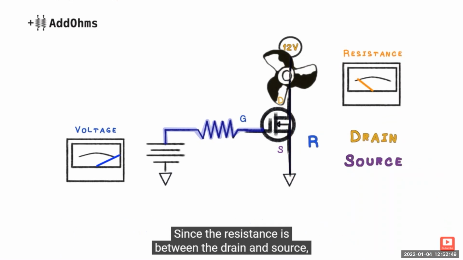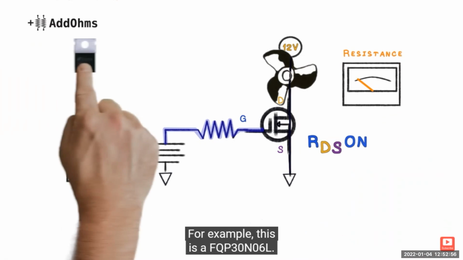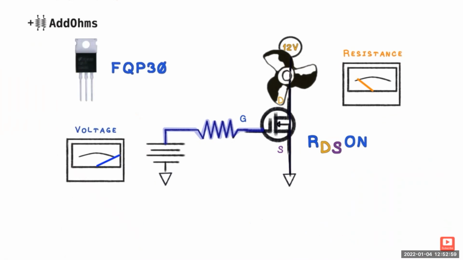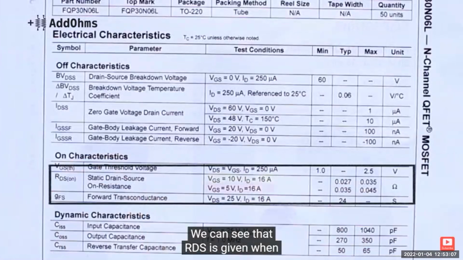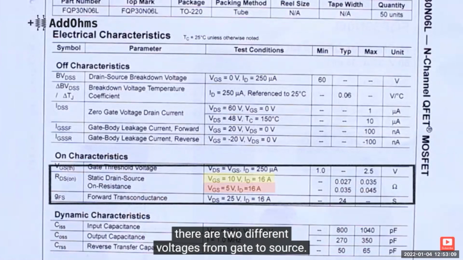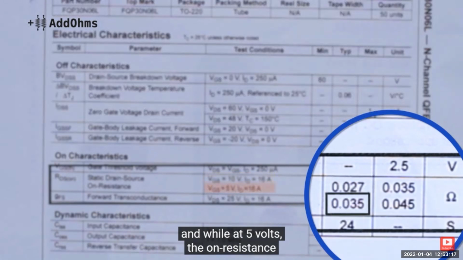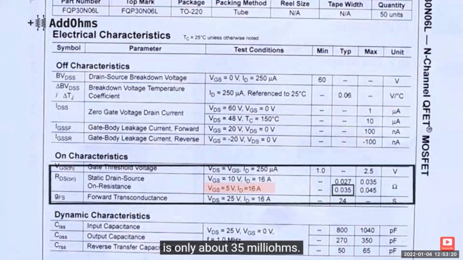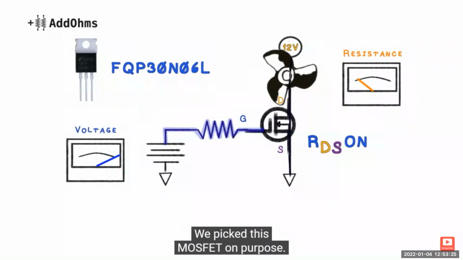Since the resistance is between the drain and source, it is known as RDS on, and can always be found in the MOSFET's datasheet. For example, this is a FQP30N06L. Let's take a look at its datasheet from Fairchild. We can see that RDS is given when there are two different voltages from gate to source. At 10 volts, the on resistance will be about 27 milliohms. And at 5 volts, the on resistance is only about 35 milliohms. That's pretty small when you think about it. We picked this MOSFET on purpose.